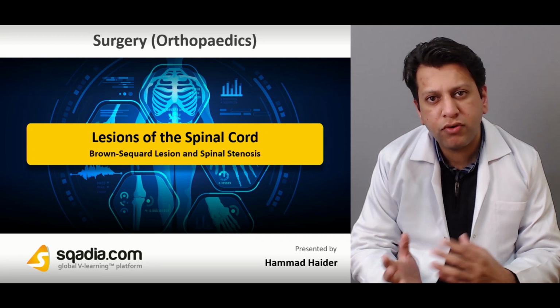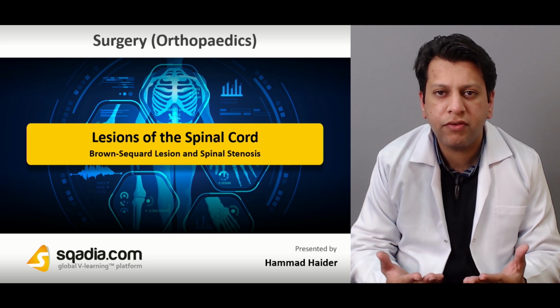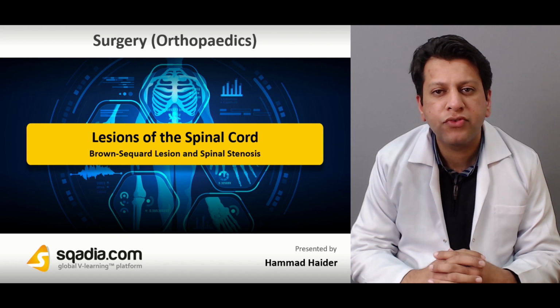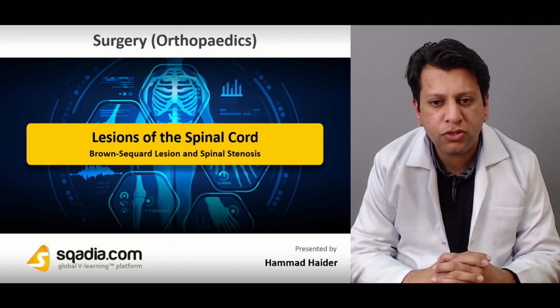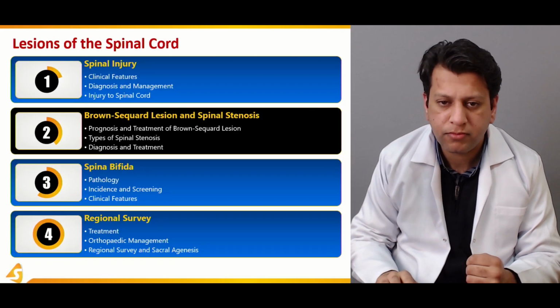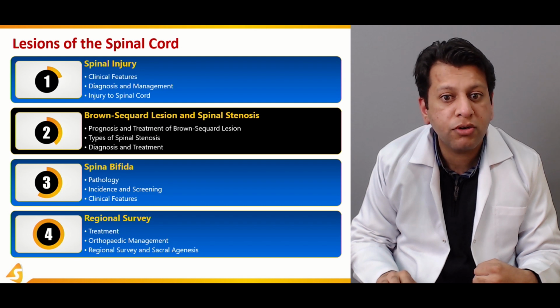Now, moving on from general principles, how to take history and examination, and the radiographic assessment of spinal cord injury, we are moving on to two very important lesions of the spinal cord. One is Brown-Sequard syndrome or Brown-Sequard lesion, and the second is spinal stenosis. In this section, we'll be going through the prognosis and treatment of Brown-Sequard lesion.